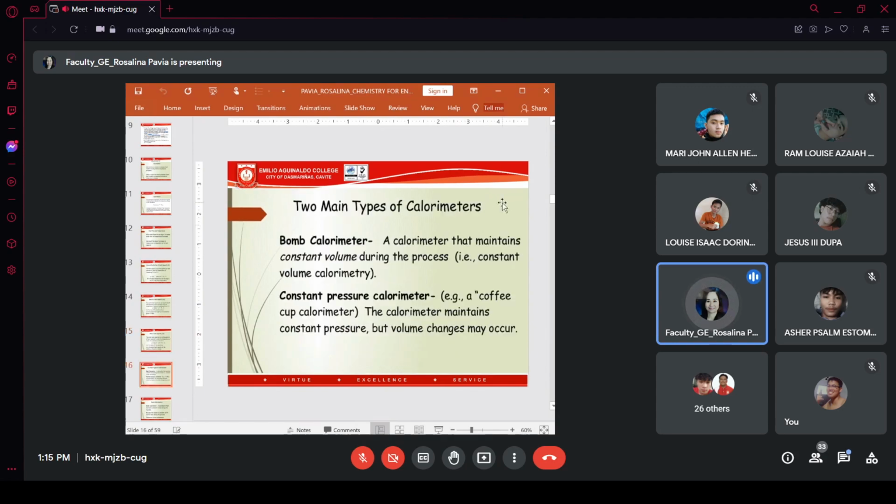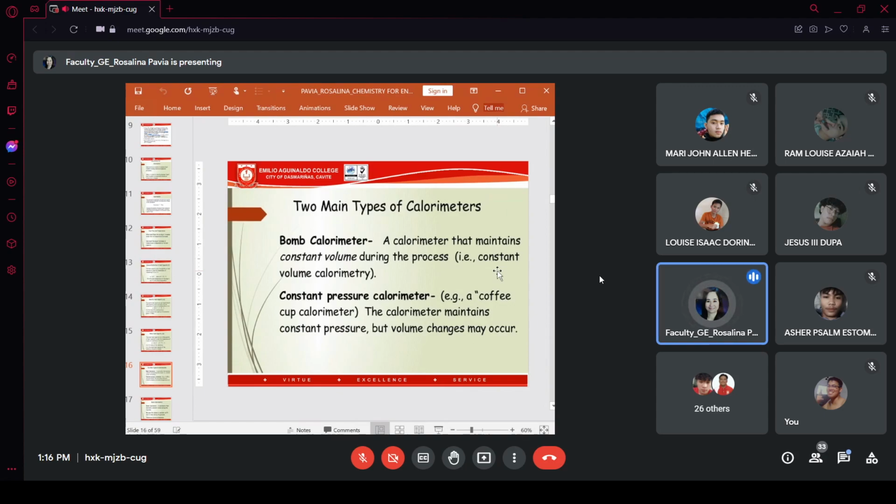There are two main types of calorimeters. We have the bomb calorimeter. So ito yung simulation ninyo. Calorimeters, making use of bomb calorimeters. Now, for bomb calorimeter, it is the one that maintains constant volume during the process. So we call it constant volume calorimetry. So meaning to say, the volume is constant, na hindi nag-change yung volume.